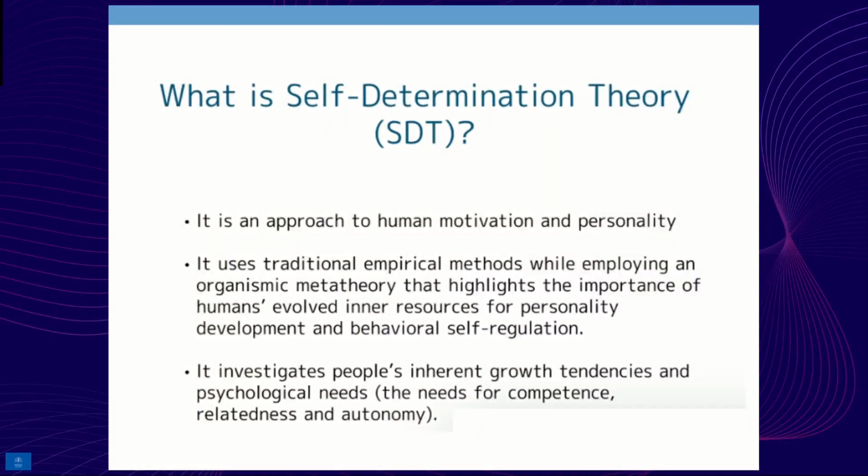It's an approach to human motivation and personality. It uses traditional empirical methods while employing an organismic meta theory that highlights the importance of humans' inner resources for personality development and behavioral self-regulation. It investigates people's inherent growth tendencies and psychological needs, the needs for competence, relatedness, and autonomy.